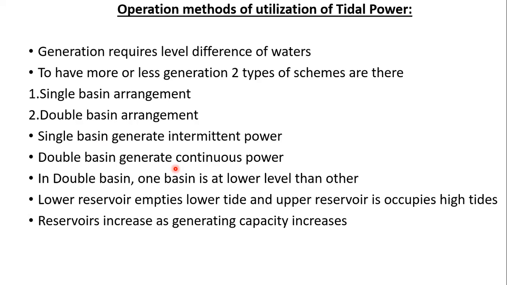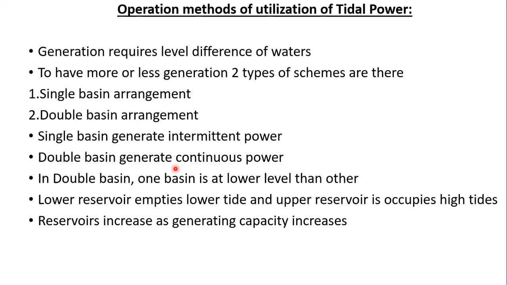Okay, if you take the simplest double basin scheme, there must be a dam between each basin and the sea. This is the first dam we have considered. And the other dam is taken between the two basins, containing the powerhouse. So one basin is maintained always at a lower level than the other. As we are having two basins, one basin will be at a higher level and one basin will be at a lower level. So this lower reservoir empties at low tides.